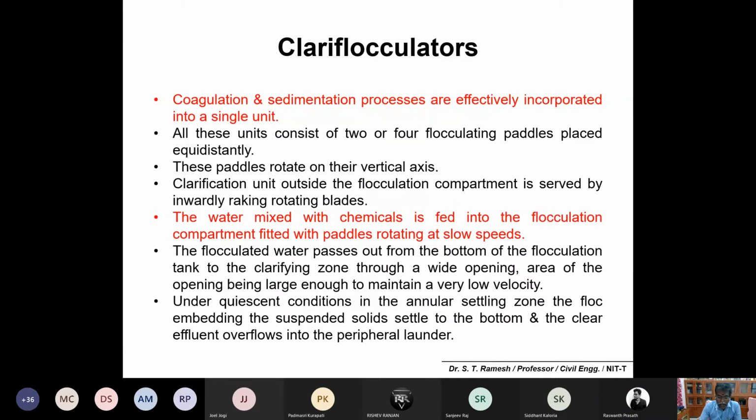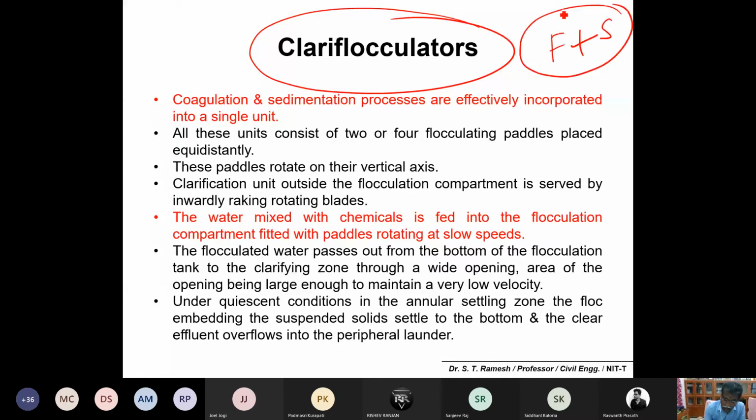And there is a possibility to connect the flocculator and sedimentation together. That system is called the clariflocculator. Let me repeat: we had a flocculation chamber separately and a sedimentation tank separately. There is a possibility of flocculation plus sedimentation together in the same tank. In most cases they design it like that, so those tanks are called clariflocculators.